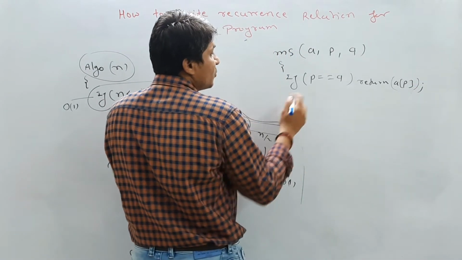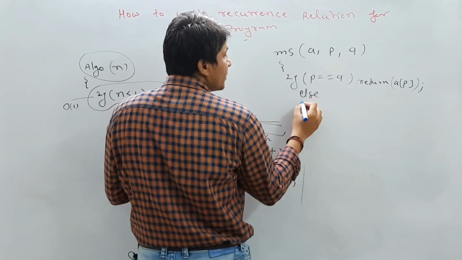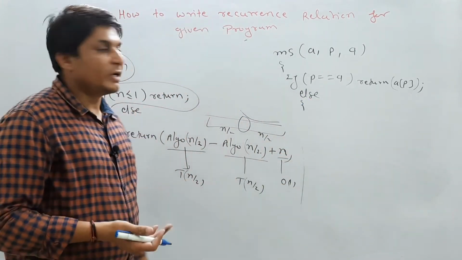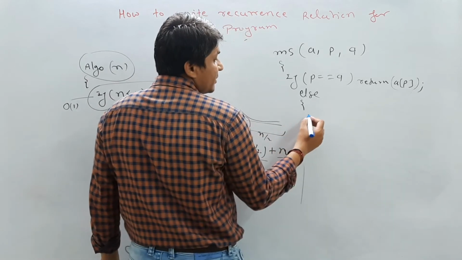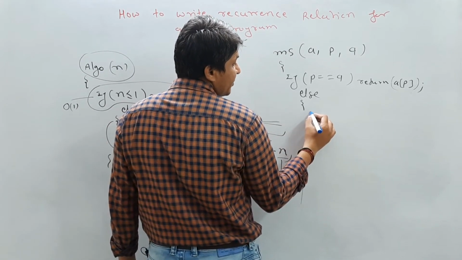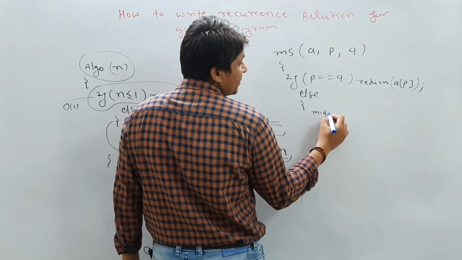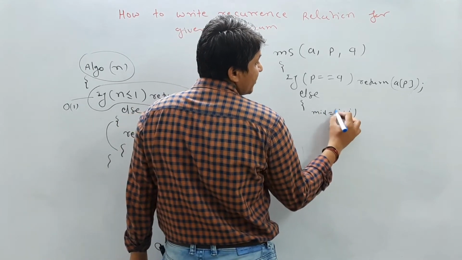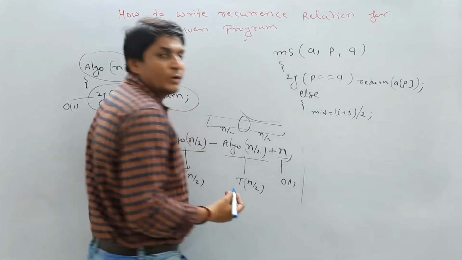Then if you are moving to the else part, first we are going to calculate the mid value. So mid is going to be (P plus Q) divided by 2. This is how you are going to calculate mid.